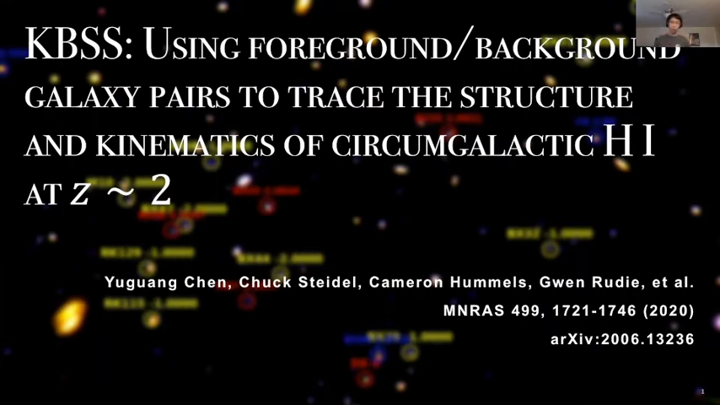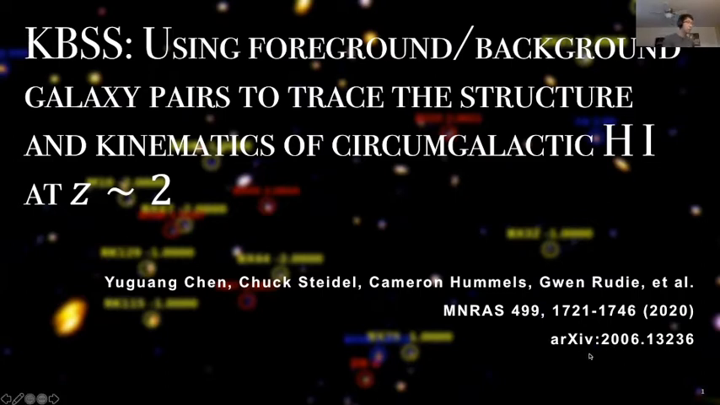Basically, we used foreground and background galaxy pairs to trace the structure and kinematics of circumgalactic neutral hydrogen around redshift 2. A lot of authors on this paper are also in this workshop, and if you're interested, feel free to check out our paper.